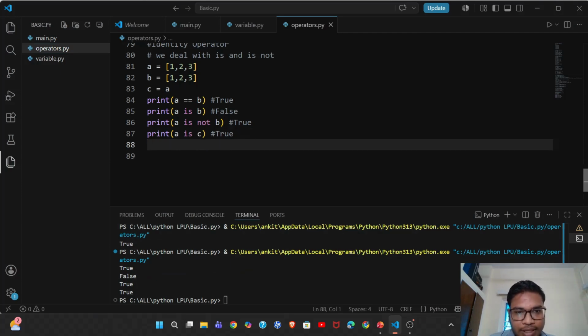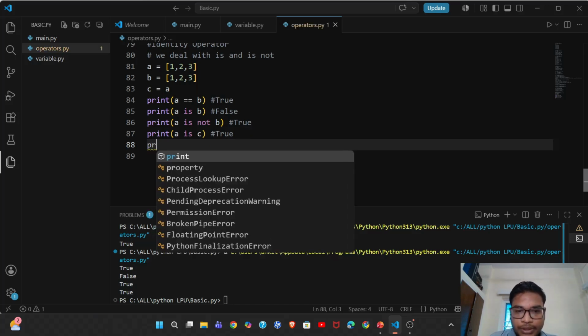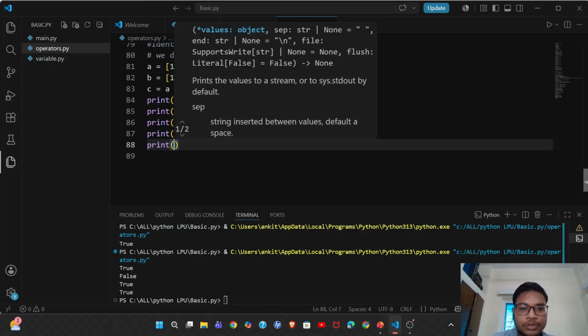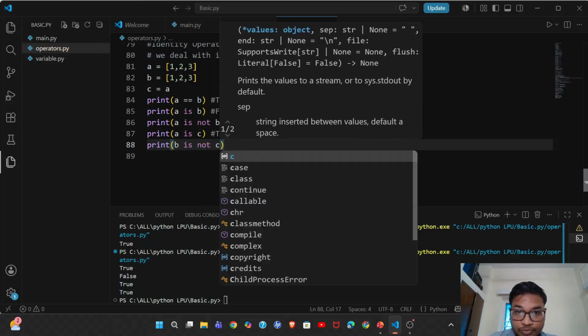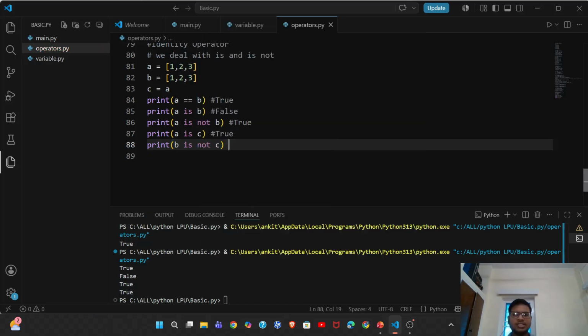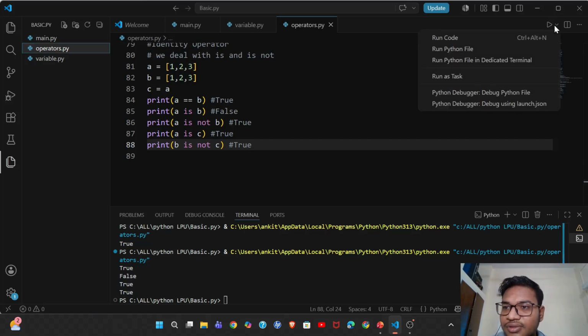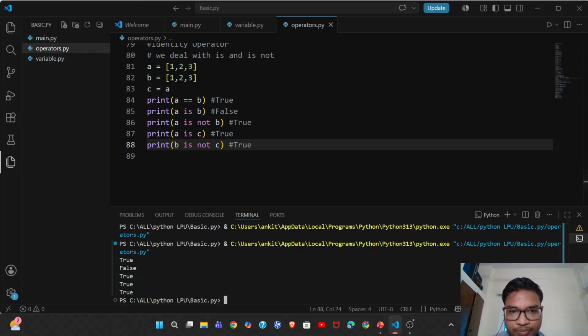Okay, and the next one is print B is not C. What do you think? What is the output? Just think for one to two seconds, and then give the value. B is not C is true, because these two are at different memory locations. True, correct.